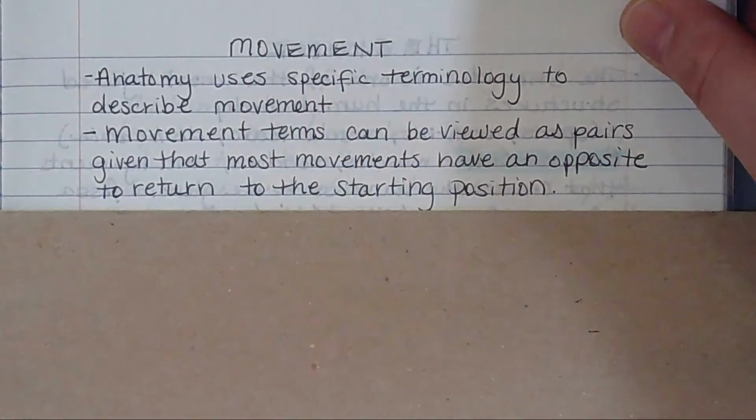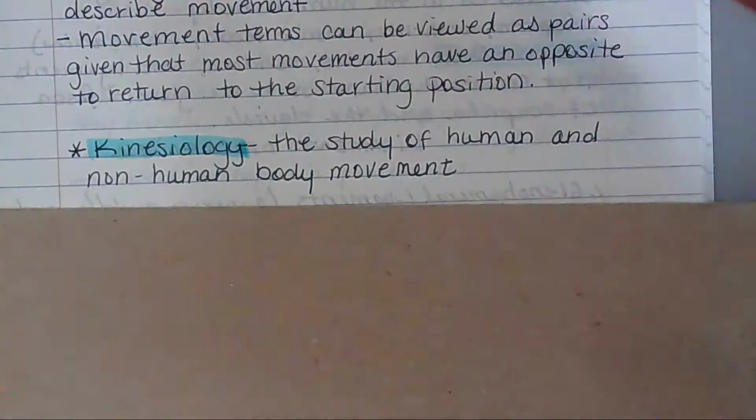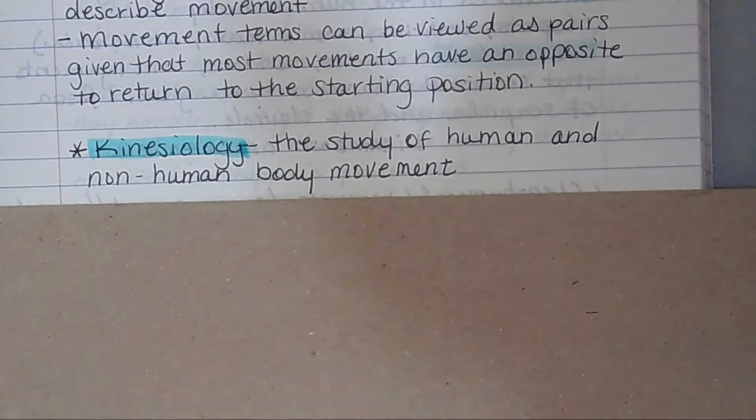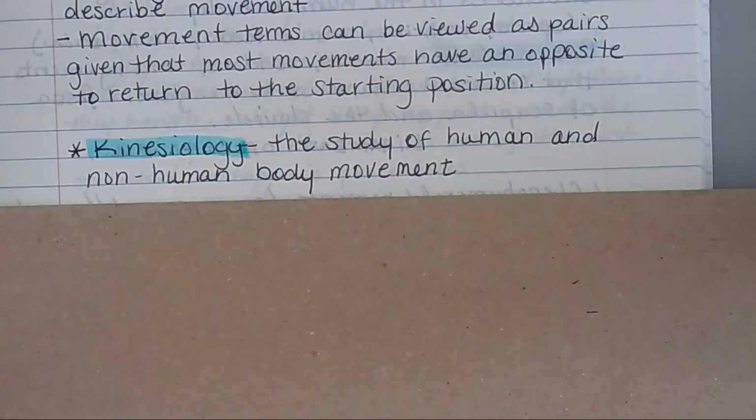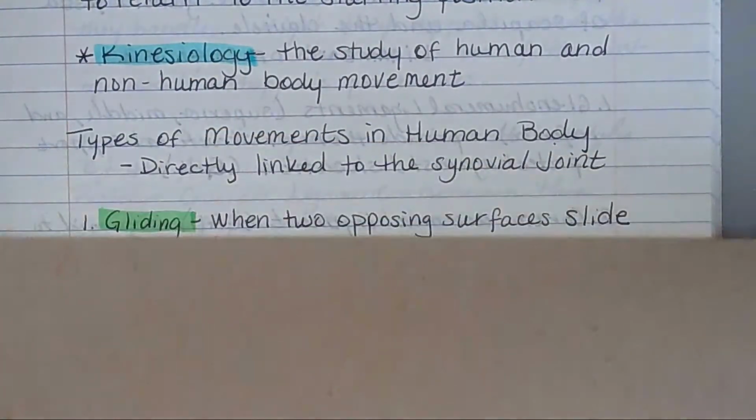With our movement terms, we have already defined this. The study of human motion and non-human body movement is kinesiology. We're really interested in understanding how movement occurs within a particular structure, in order to understand how we can potentially diagnose it and help improve it, to be more efficient about the type of motion, as well as how we can prevent injury. So kinesiology is the study of that.